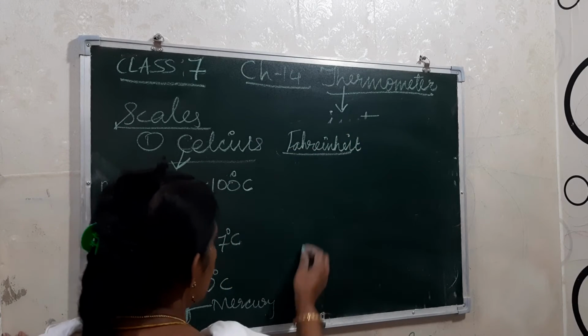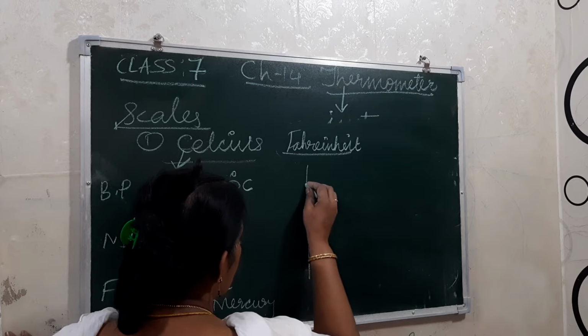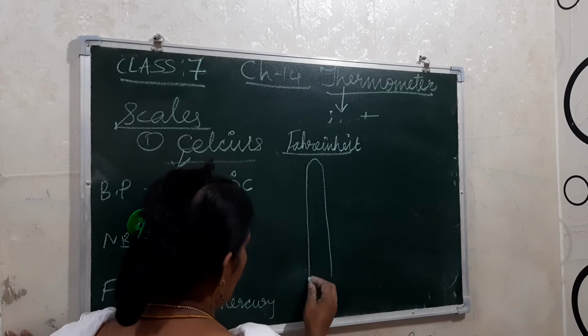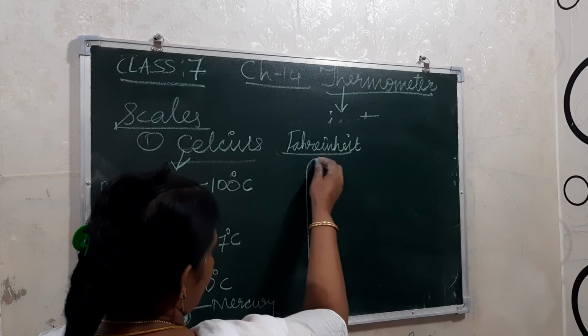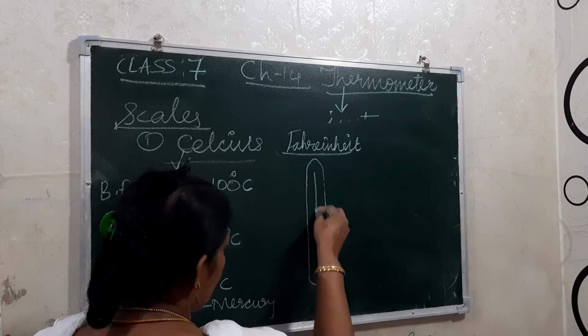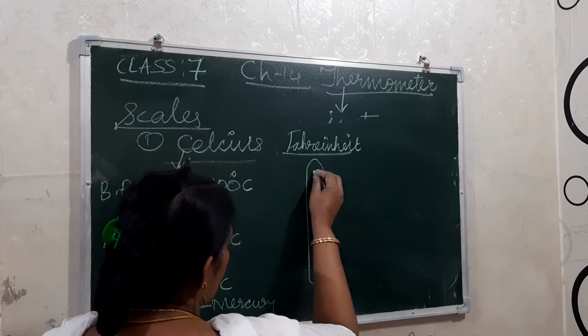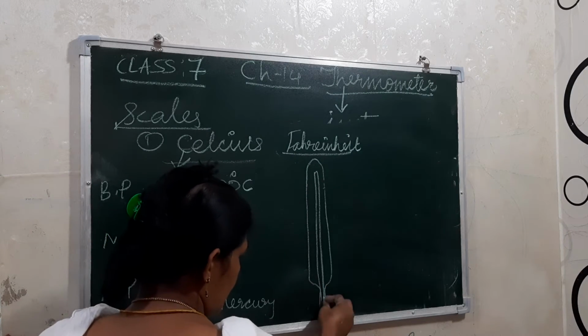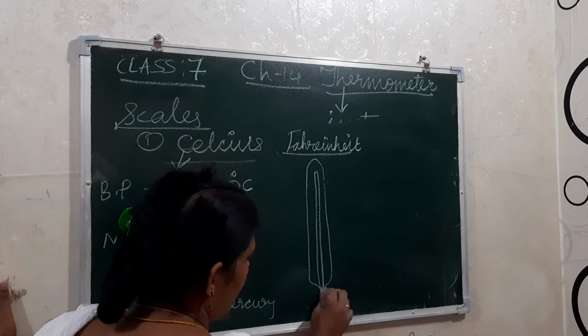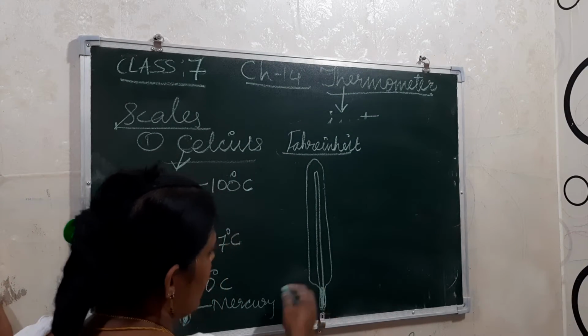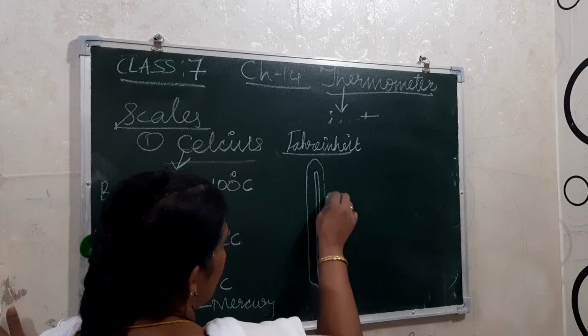Fahrenheit also, see, this is actually the glass only, right? Same here also. And inside the glass there is a thread-like small tube. Here it is filled with mercury. And here, the readings are there also.